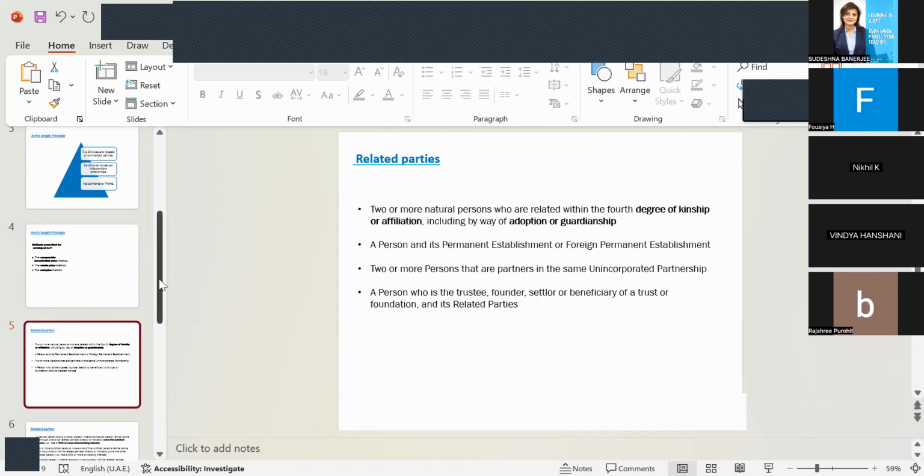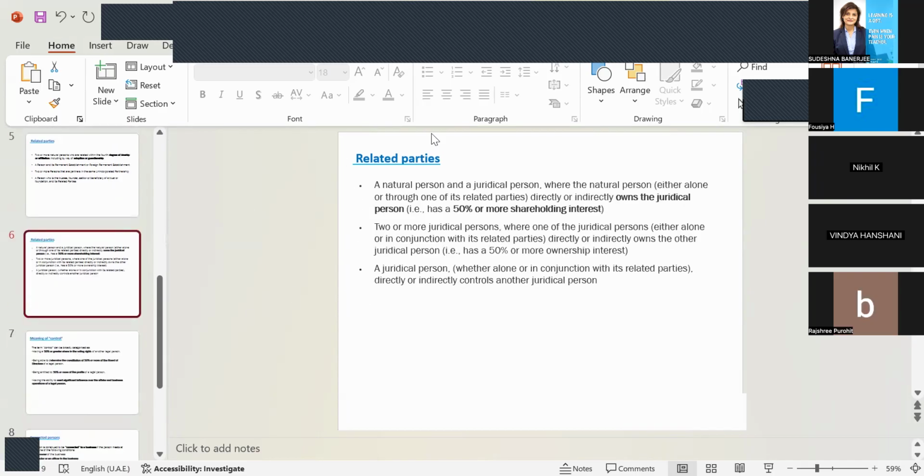So basically, we can understand what a related party is when the transaction happening between two enterprises, incorporated or unincorporated, takes place on a regular basis at a price other than the price available in the local market.